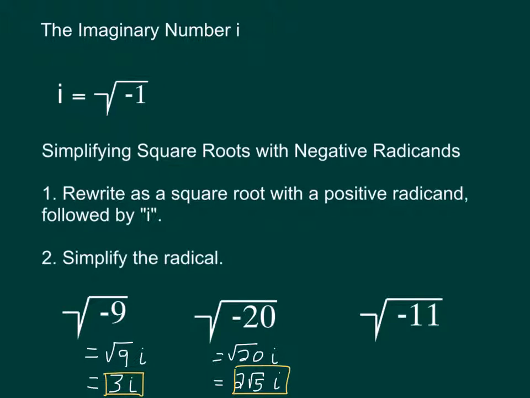Okay, last one, square root of -11. I'm just going to rewrite it as the square root of 11 i, and then 11's prime, so it can't be simplified anymore, and I have my final answer. It's square root of 11 i, which means square root of 11 times i, is really all that it means. But that's the idea. So that's how you can simplify a radical that has a negative radicand.